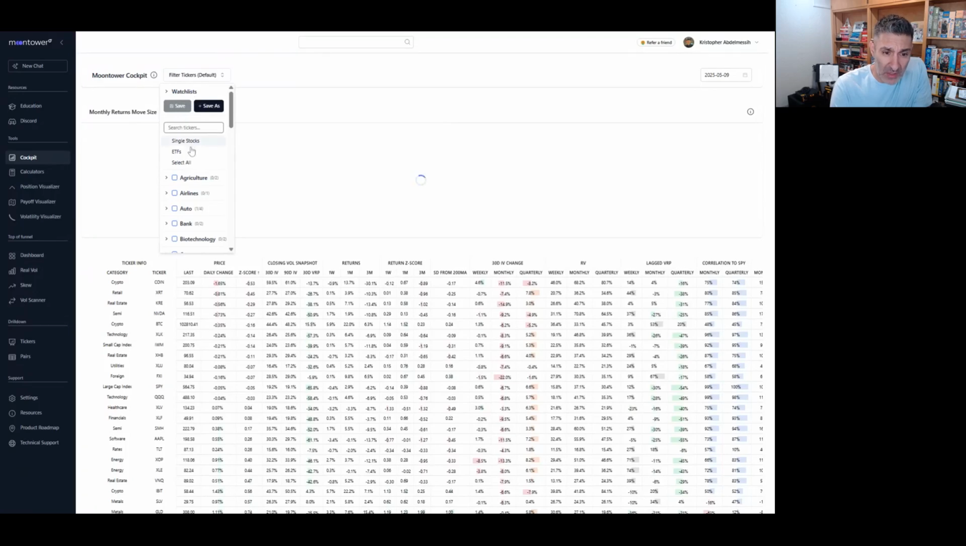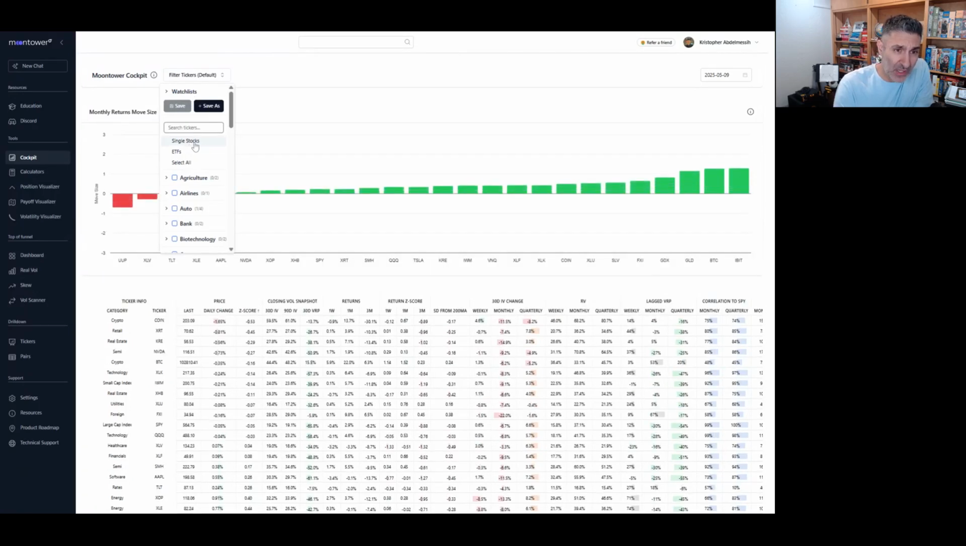First of all, what are all these symbols here? These are my watch list. If I go up here, you can see it says filter tickers default. Then there are a couple shortcuts. This is a single stocks list. I don't know if you can see the hover overs on these things. Oh yeah, you can. Single stocks, ETFs, you can select all. You can see we break things out by sector. This is all ETFs and single stocks, US listed stuff. Well, there are ADRs also, but it's equities and ETFs.